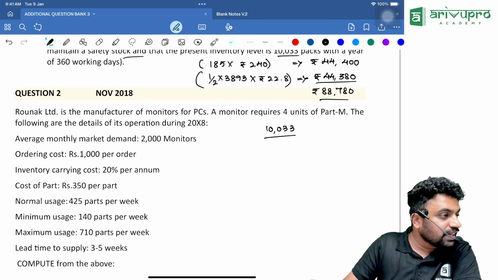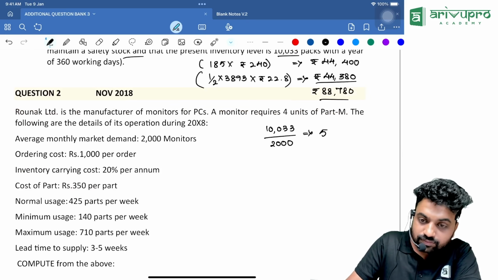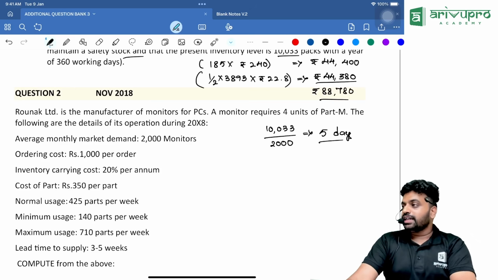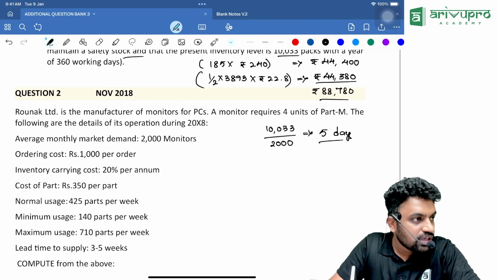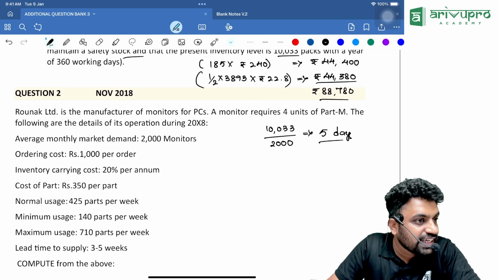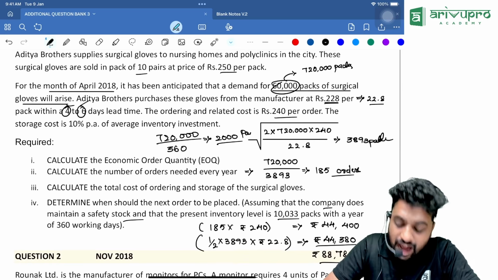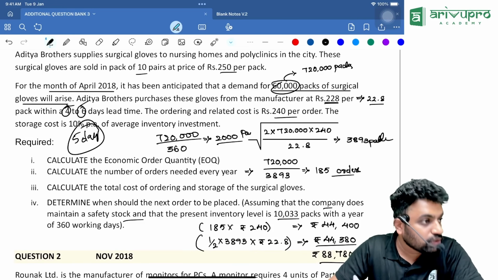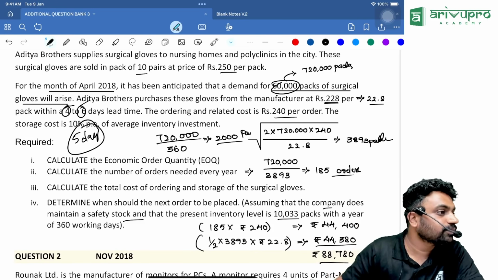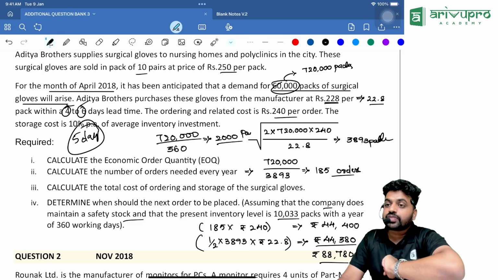Now, 10,033 packs we have. So we can manage it for how many days? 5 days. Try to understand. We can manage it for the next 5 days. Whatever the safety stock we have, using that we can manage it for the next 5 days. However, what is our lead time? 4 to 6 days. Average is 5 days. Which means if you consider average also, you should place the order immediately. The next order should be placed immediately provided you are going to consume average.